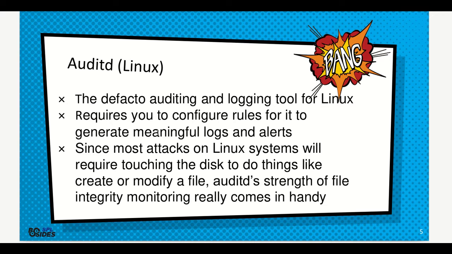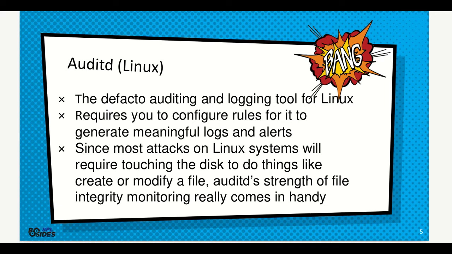There are three types of audit rules. First, we have control rules. These rules are used for changing the configuration and settings of the audit system itself. There are file system rules. These are file or directory watches. Using these rules, we can audit any kind of access to specific files or directories. And last, there are system call rules. These rules are used for monitoring system calls made by any process or a particular user.